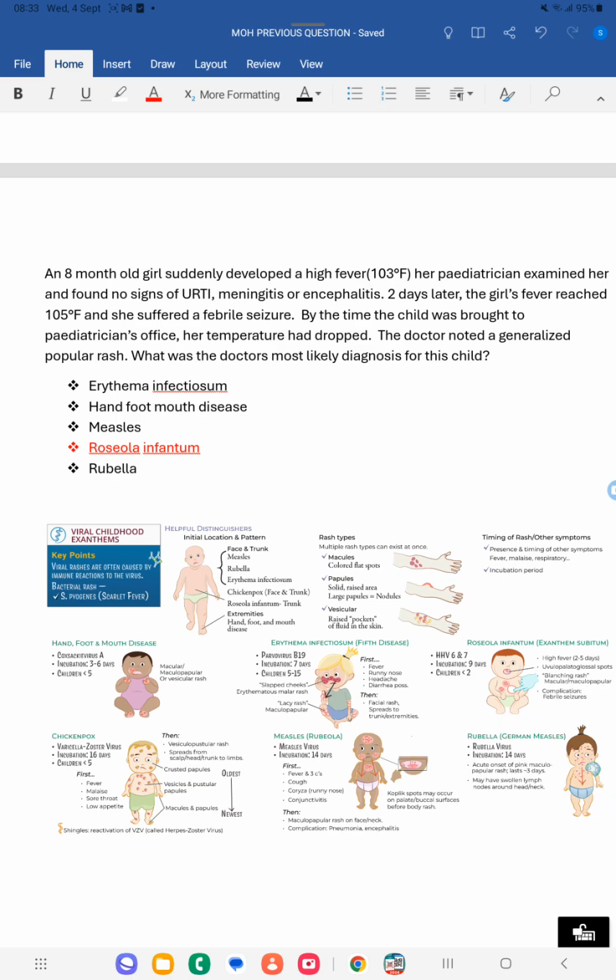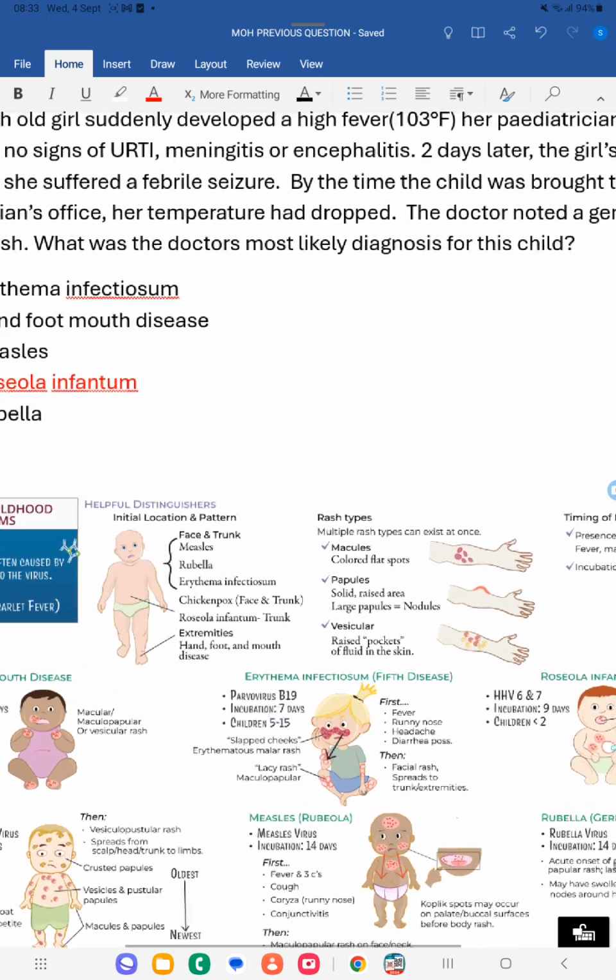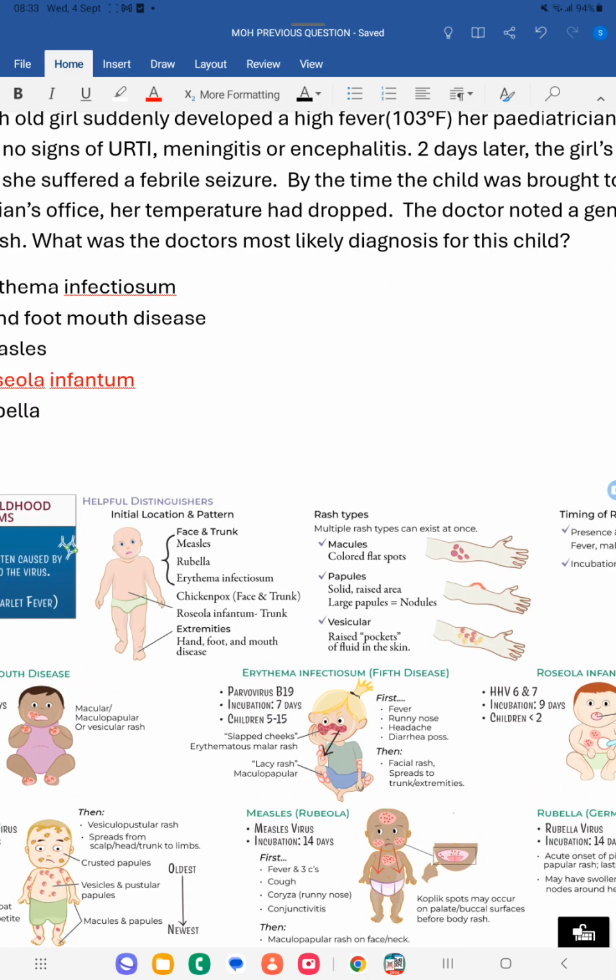So the answer is roseola infantum. These rashes, like erythema infectiosum, hand, foot and mouth disease, measles, roseola infantum and rubella, all create rashes in the child. You have to understand that if the rashes are on the face and trunk only, the conditions will be measles, rubella, erythema infectiosum. In all these cases you get rashes in the face and trunk. In chickenpox also you get face and trunk.